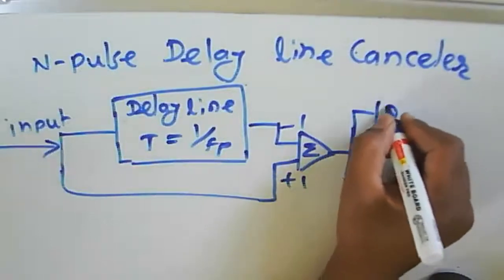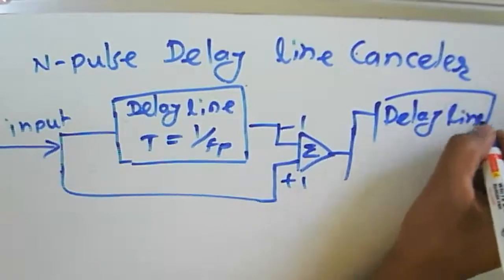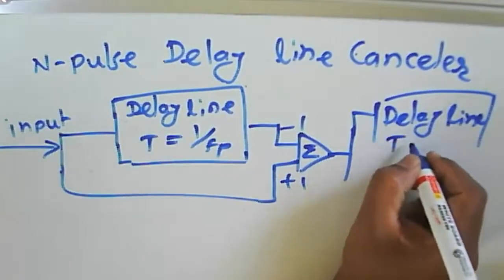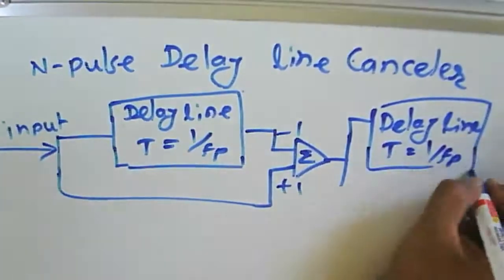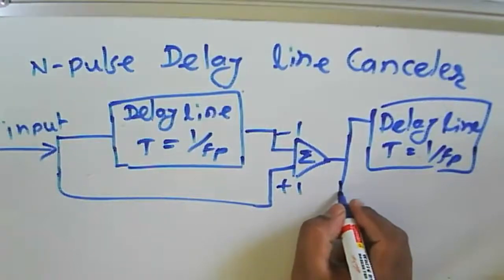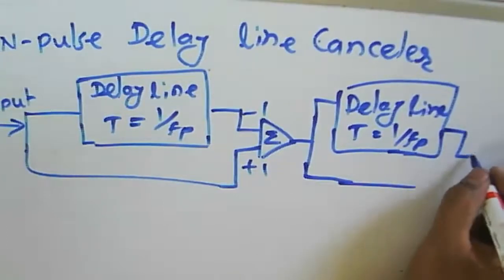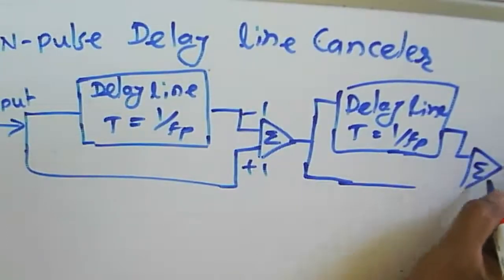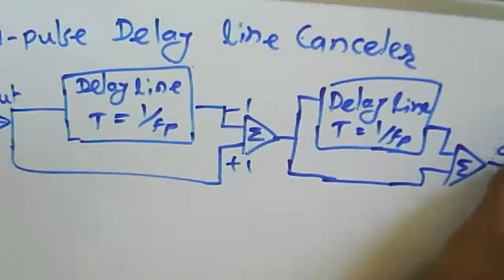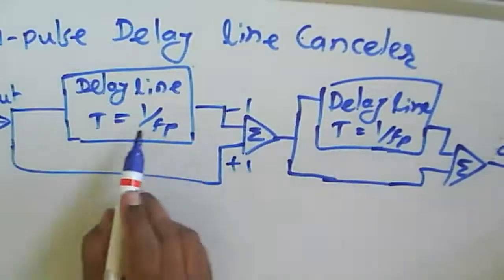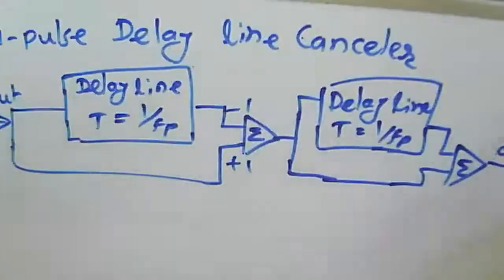Then again we have another delay line canceller, and again the delay is T equal to 1 by fp. The delayed output is then summed here, and we get the output. This is a two delay line canceller: one delay line canceller followed by another, so it is in cascade form.